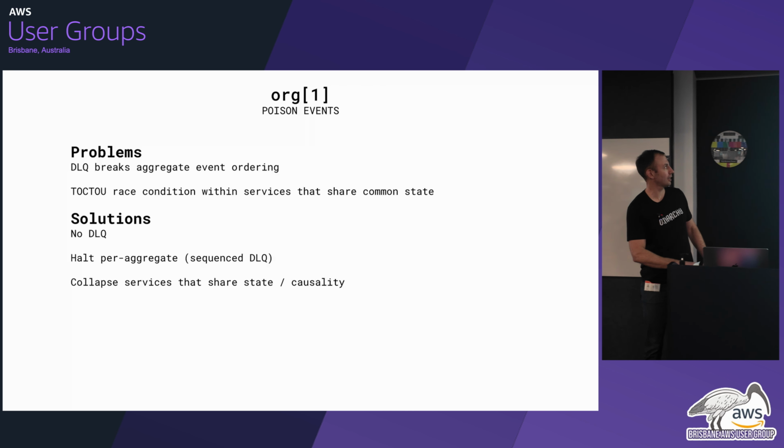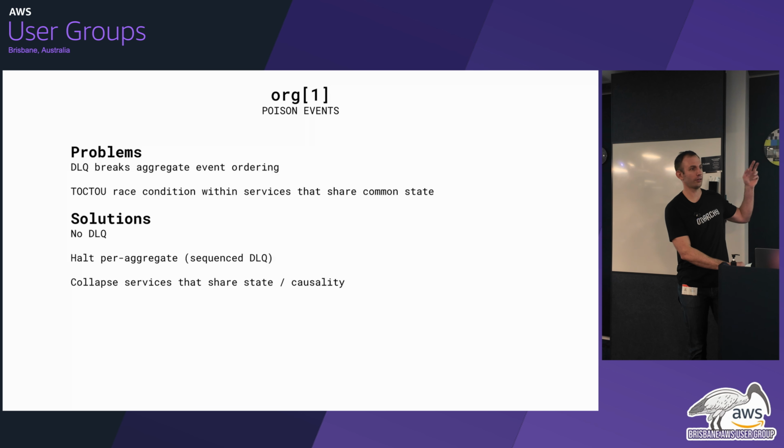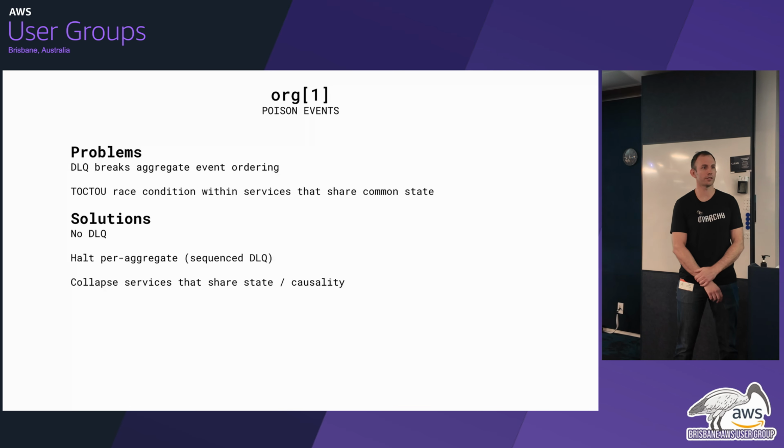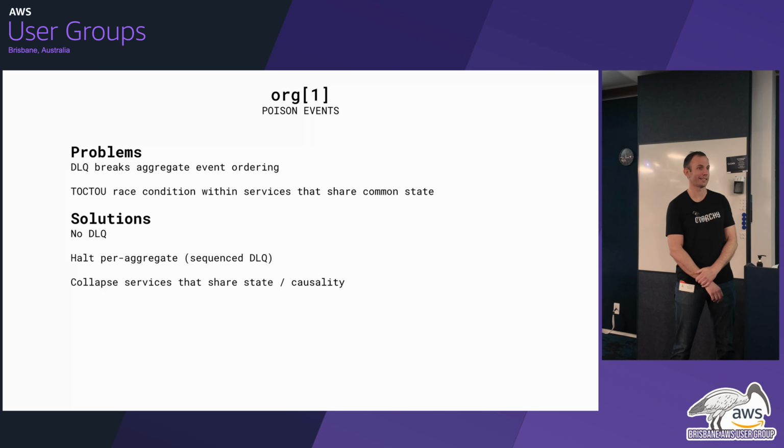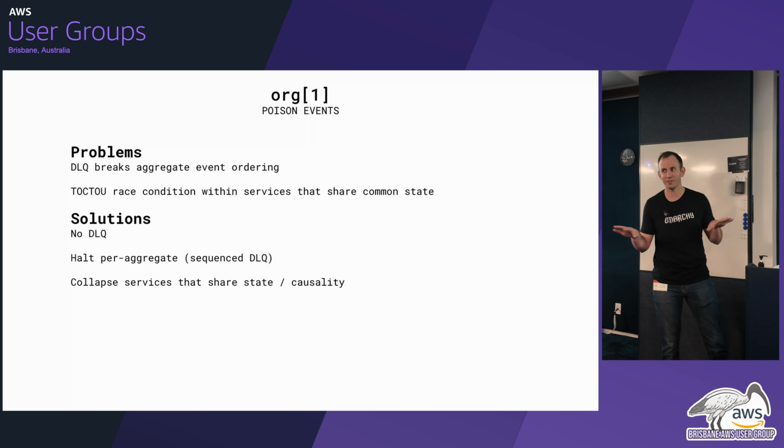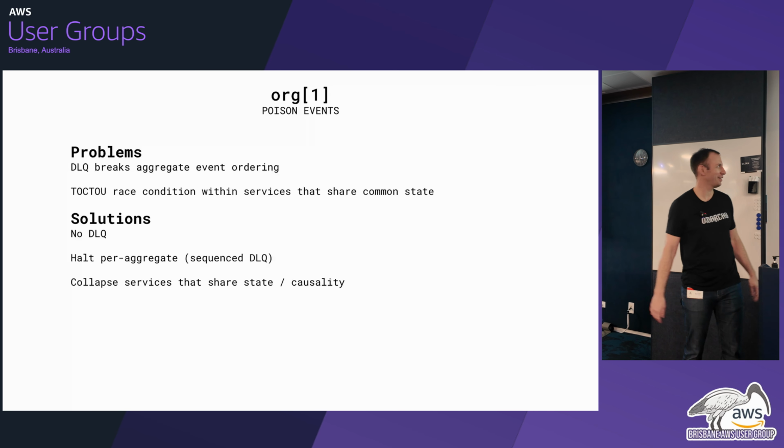Cool, okay, so quick summary. We had the DLQ, which breaks the event ordering. So that's the causality of the system. And then we had the time of check to time of use, TOCTOU, race condition with multiple services that share common state. So that was the second problem. And then the solution is just get rid of the DLQ entirely. Just don't use it. It's bad.